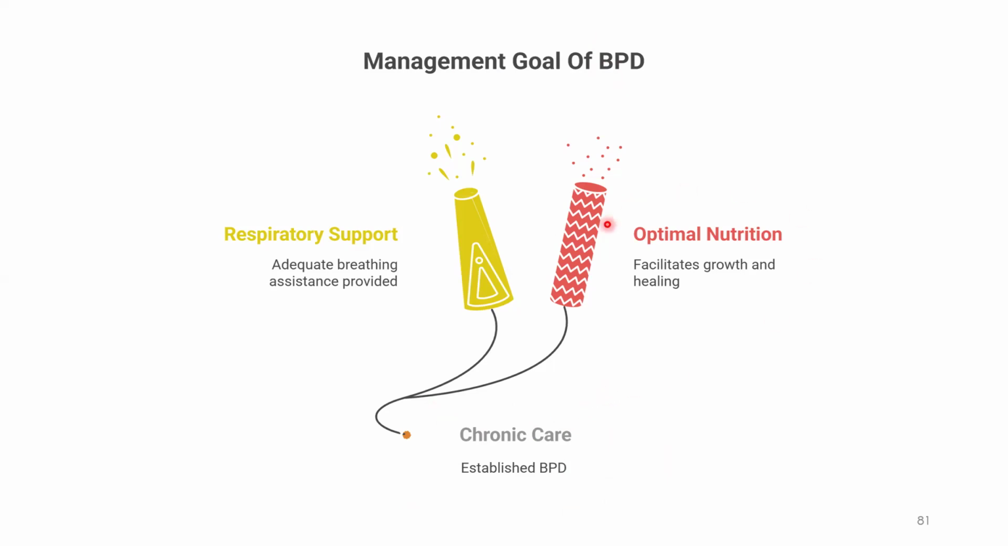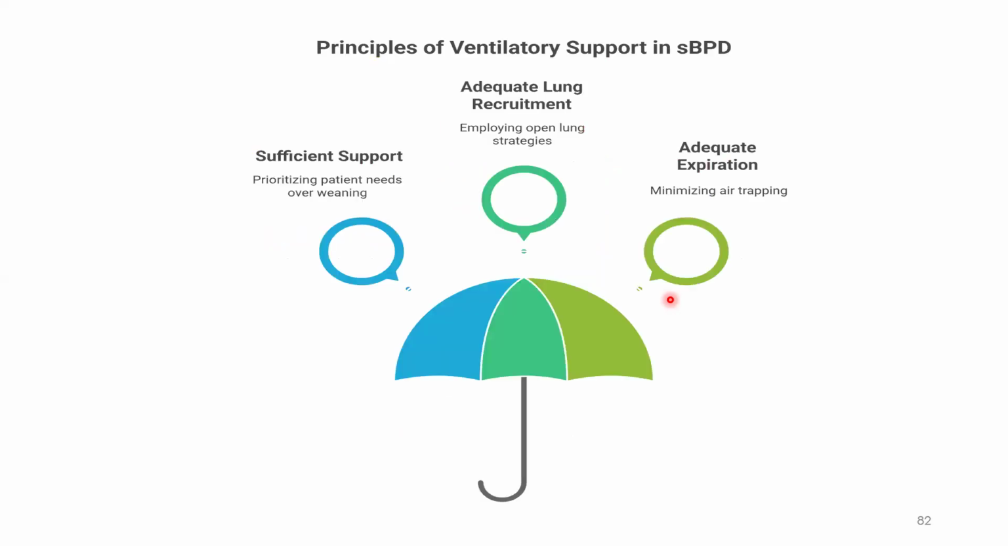At the same time, you have to provide optimal nutrition. This will facilitate the growth process. So the management of severe BPD is a chronic care model. You have to provide support for a prolonged period of time so the baby can outgrow this process. So what is the ventilation strategy? In the early and evolving stage, our aim is always reducing lung injury.